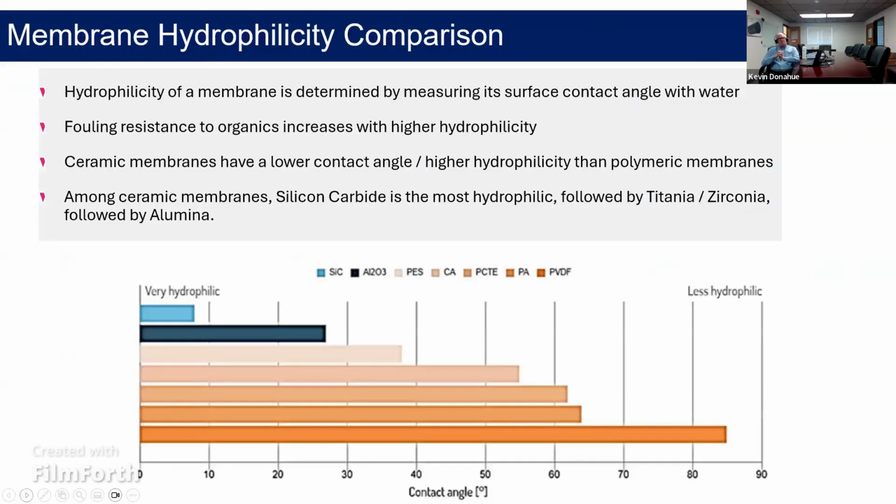Next slide, please. So this is just some data from a paper that was published to compare the contact angle for these different membrane materials. Common polymeric membrane materials are polyether sulfone or cellulose acetate or PVDF. And you can see how the contact angle for silicon carbide and aluminum oxide compares to the polymeric materials. They're dramatically lower. And this helps to explain the reason for the higher flux rates. By flux rate, I'm talking about the unit of permeate per area per time.